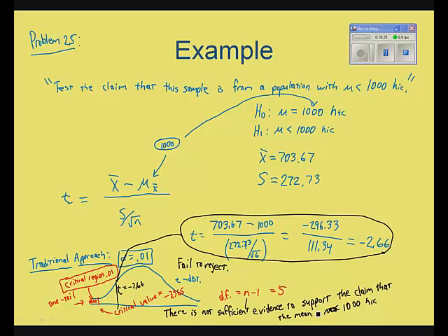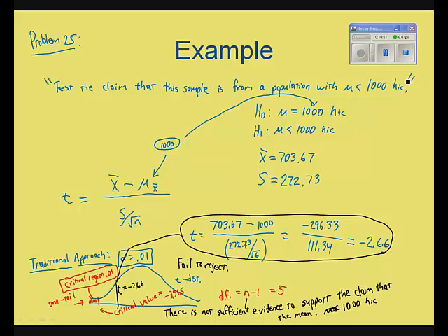Why isn't there enough evidence? What do I mean there's not sufficient evidence? How big was my sample size? 6? Yeah, most of them were less than 1,000, but it wasn't enough. Do you see what this English means? What if I had 20 of them that were less than 1,000? Then you might have enough evidence. Do you understand what we're saying? I don't know. You have to test it each time.